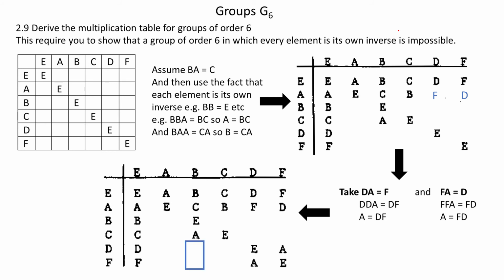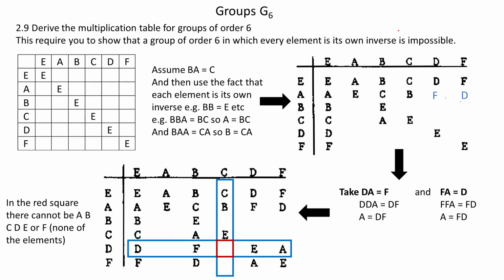Next, let's look here. We see that BD must be F, because all the other letters are already present in the column B, except D and F. This leads us to the following table, and now let's focus on this entry. After analyzing the row and column this entry is in, we can see there is nothing we can put there without repeating elements, so this cannot be a group.